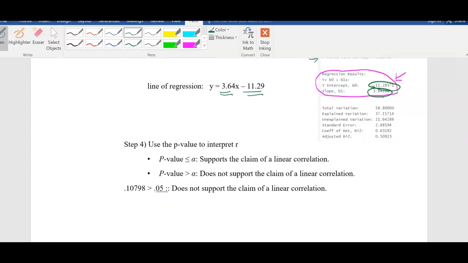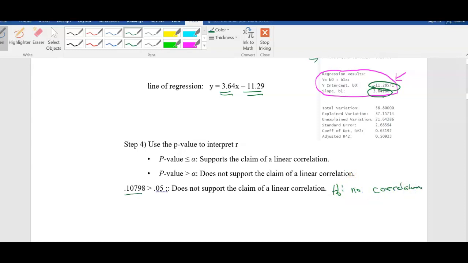All right, let's use our p-value. We have a p-value of 0.10798. Well, my p-value is greater than 0.05. Since my p-value is greater than 0.05, we cannot reject the null. And remember, our null hypothesis is no correlation.